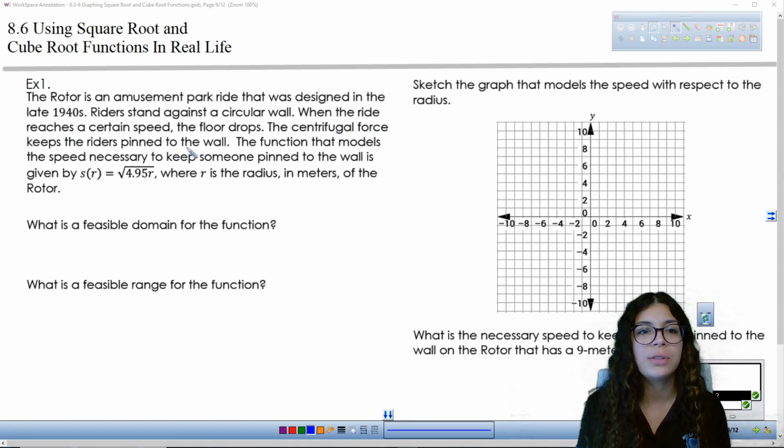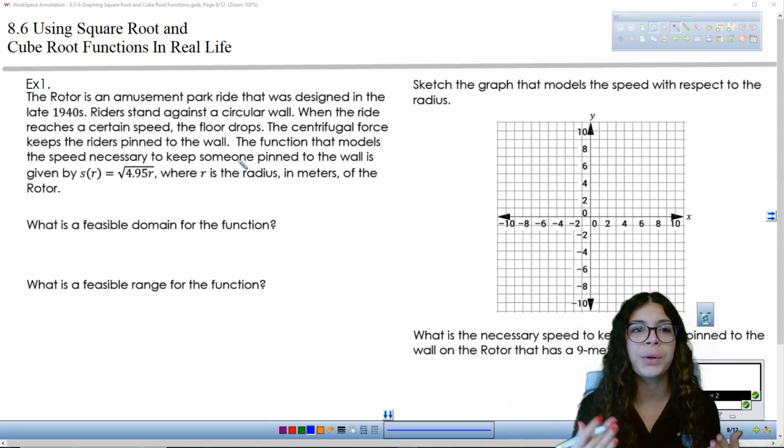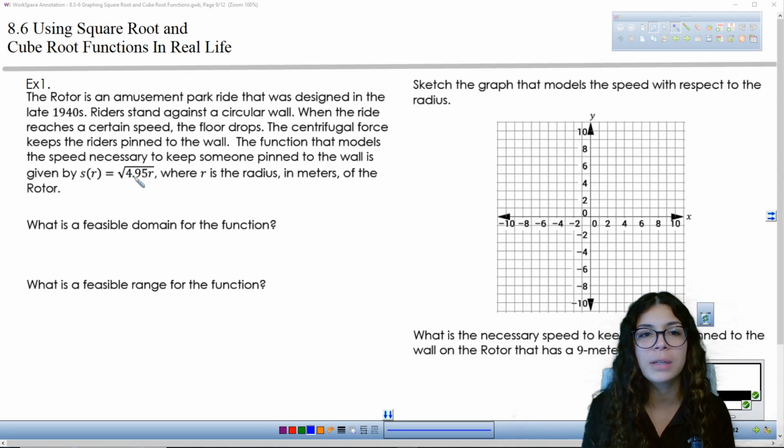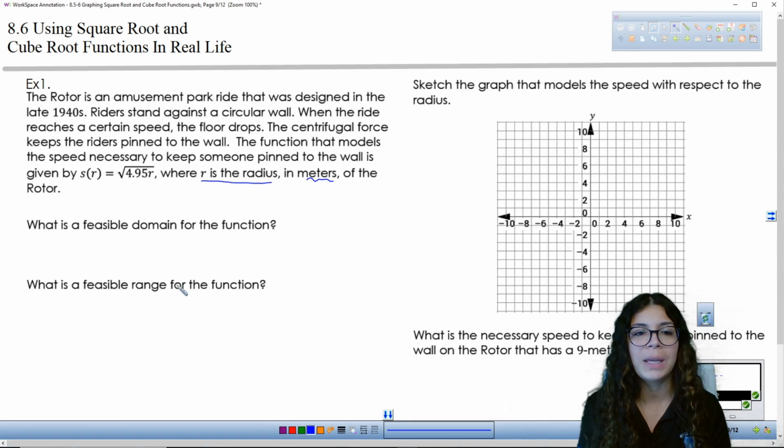When the ride reaches a certain speed, the floor drops and the centrifugal force keeps the rider pinned to the wall. The function that models the speed necessary to keep someone pinned to the wall is given by S of r here, where r is the radius in meters of the rotor. So what is the feasible domain of the function and what is the feasible range?